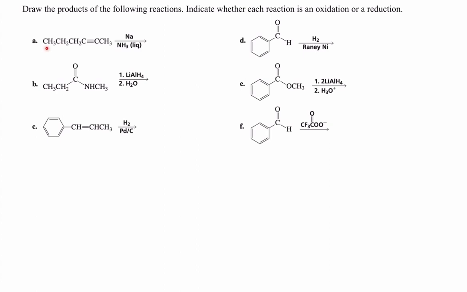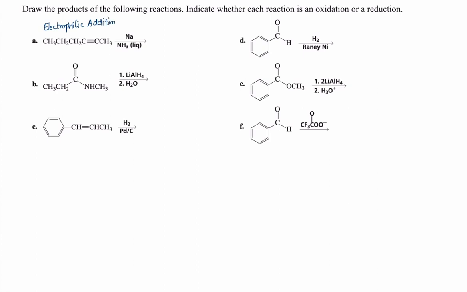The first compound is an alkyne. What kind of reactions do alkynes undergo? Alkynes would undergo electrophilic addition reaction. Anytime you have an alkene or alkyne, it will undergo electrophilic addition reaction.